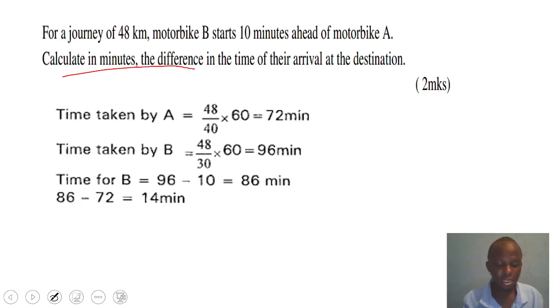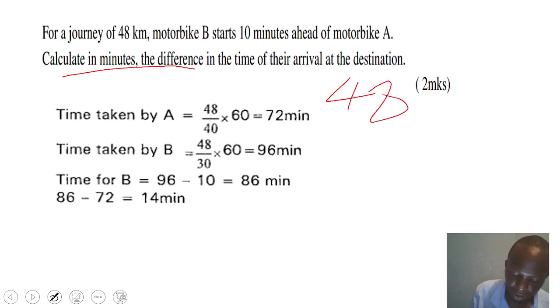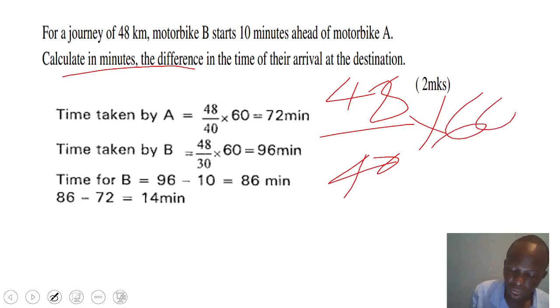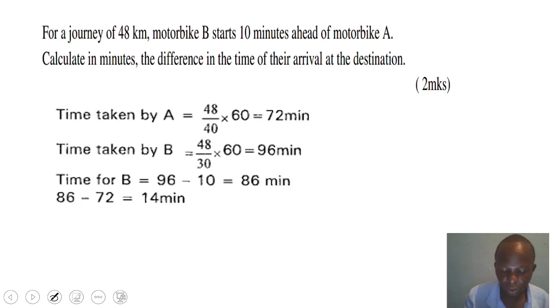Now the time taken by A is 48 kilometers divided by 40, but you have to convert this into minutes, so it is times 60. Now, why are we saying that? Why are we multiplying that way?